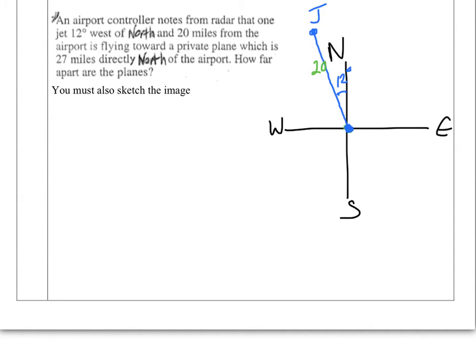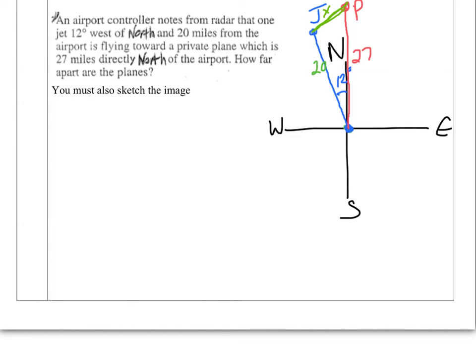So if you go directly north of the airport, 27 miles, this is where the private plane is, and I'm going to call that P. And we can label this side length as 27. So the question is, how far apart are the planes? What they want to know is this distance right here, and we'll just call that x.